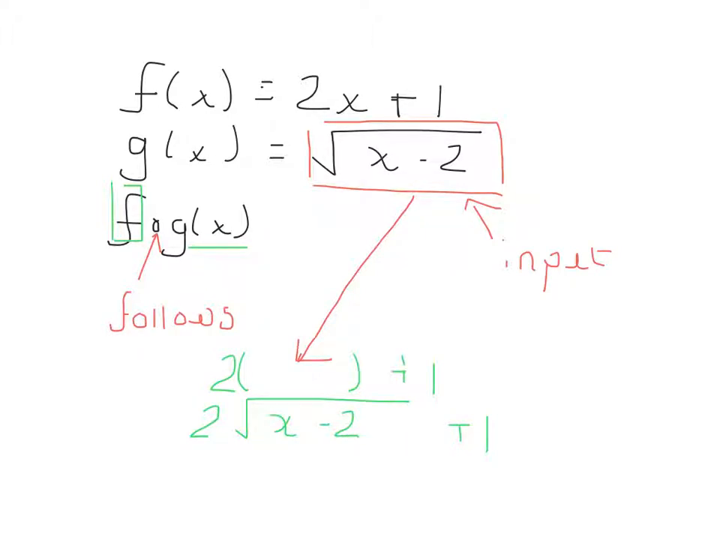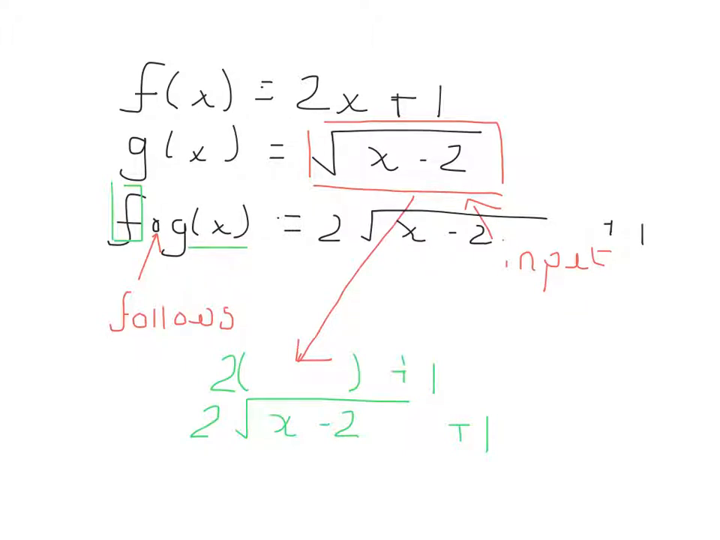We can't do any distributing because we have to do the square rooting before we do the multiplication by 2. And we don't know what value of x we have, so we can't square root to multiply it by 2. And then we can't add 1 thereafter. So I would say that f follows g of x is equal to 2 times the square root of x minus 2 and then plus 1.